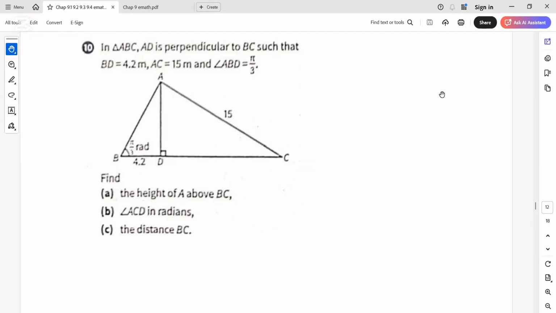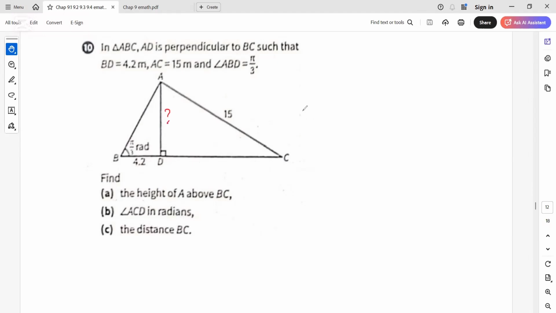Okay, let's take a look at question 10. In triangle ABC, AD is perpendicular to BC. You can see from the diagram. They are saying that BD is 4.2, AC is 15, and angle ABD, the angle here, is pi over 3 radian. It's a bit unclear here, but you know that it's pi over 3 radian. For part A, they want us to find the height of A above BC. In short, find AD.